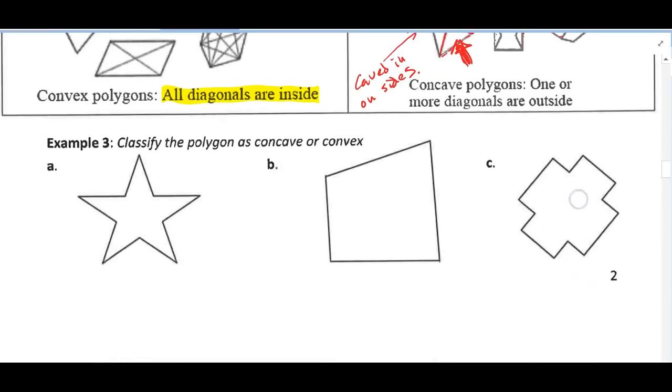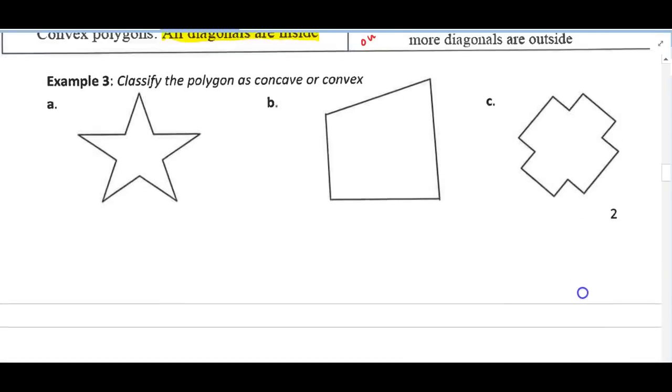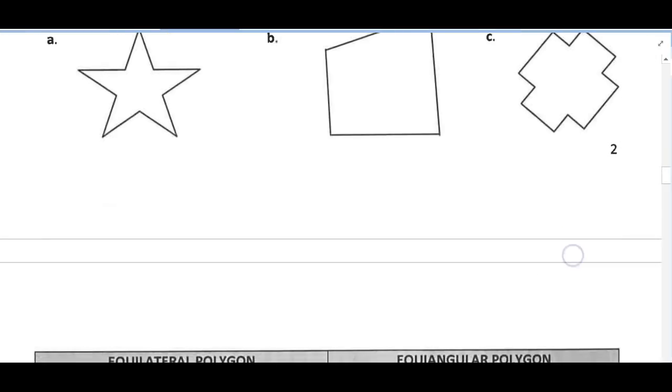Alright, then I want you to classify each of these polygons as concave or convex, and I'll take a look at that when we check your notes.